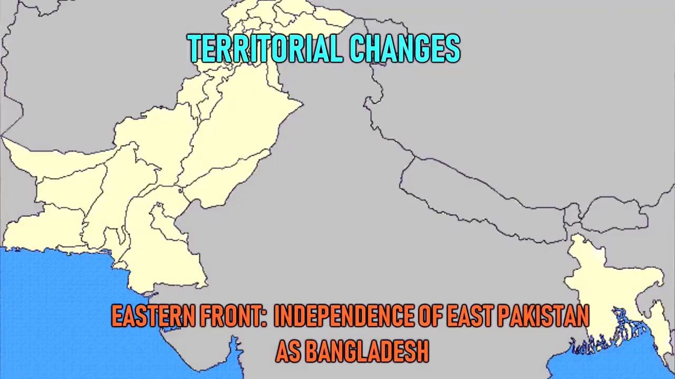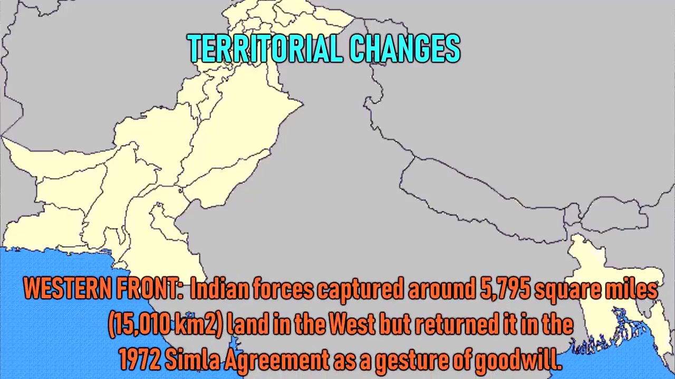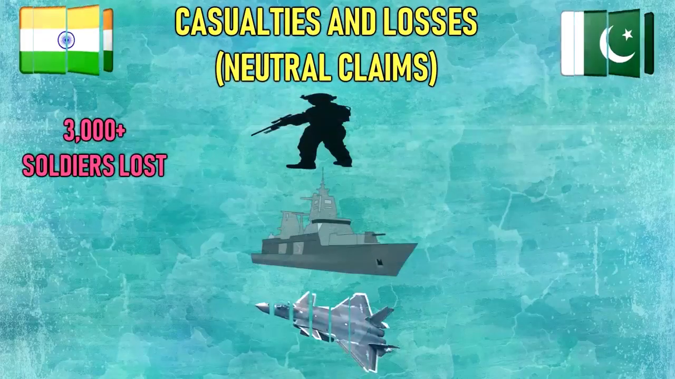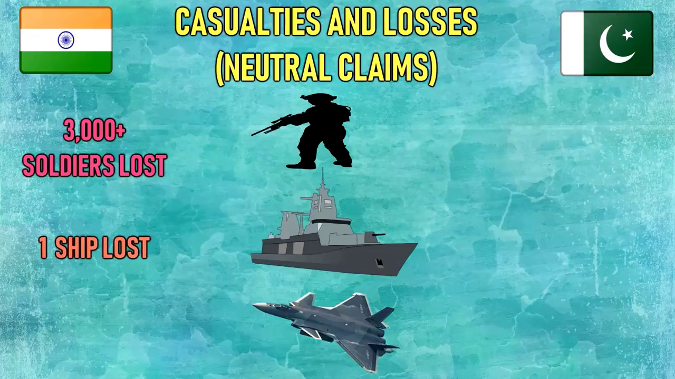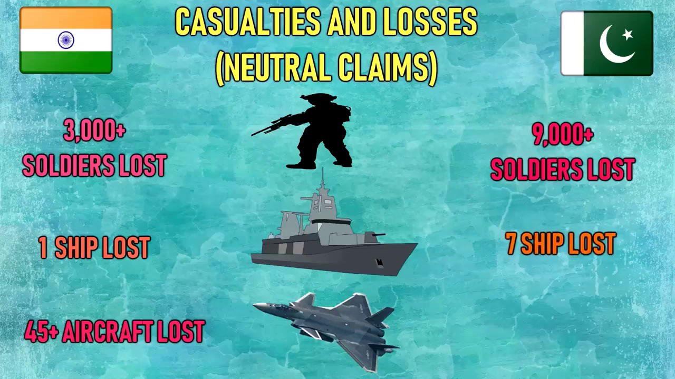Territorial changes. Eastern Front: independence of East Pakistan as Bangladesh. Western Front: Indian forces captured around 5,795 square miles of land in the west, but returned it in the 1972 Simla Agreement as a gesture of goodwill. Casualties and losses. India, 3,000 plus soldiers killed, 1 naval ship lost, 45 aircraft lost. Pakistan, 9,000 plus soldiers killed, 90,000 plus soldiers captured, 7 naval ships lost, 75 aircraft lost.